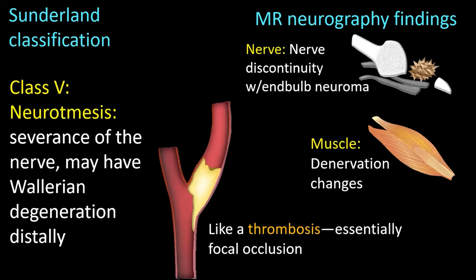Finally, the most serious injury is when you actually fully disrupt everything. And you basically get an end bulb neuroma. I think of this as kind of like thrombosis. You've completely closed it off, right? There's no more flow. You can see, as a result, some Wallerian degeneration of the nerve distal to this point. And of course, because you've completely thrombosed and closed it off, you will also see the denervation changes in the muscle.